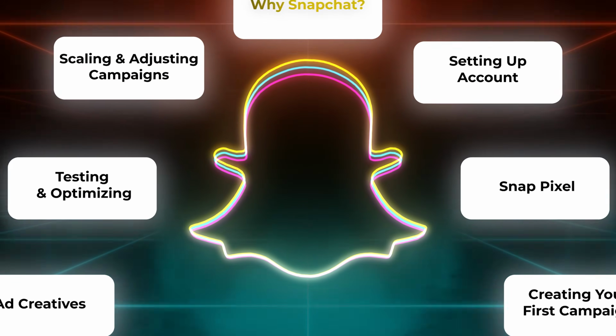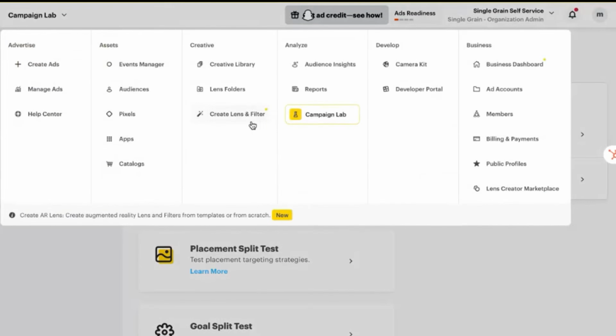And now that your campaigns are running, it's time to test and optimize. Testing is the key to improving performance and getting more out of your budget. The cool thing is Snapchat's Campaign Lab allows you to split test your creatives, fine-tune your ads, and get real-time feedback on what actually is working. Okay, so now we're in the Campaign Lab section over here.